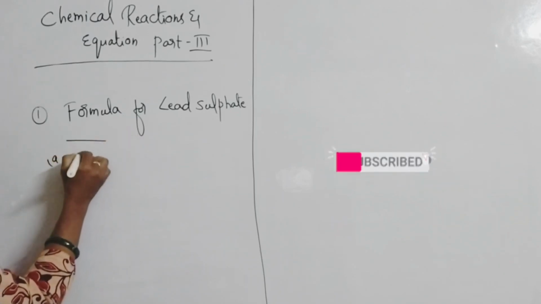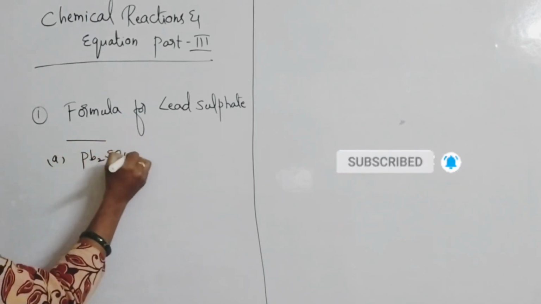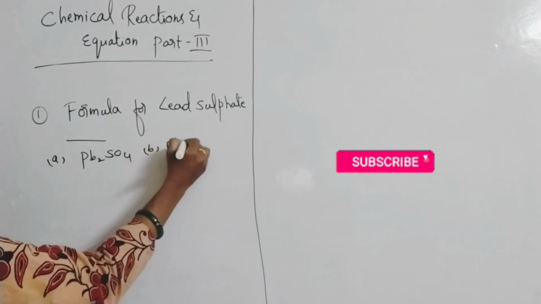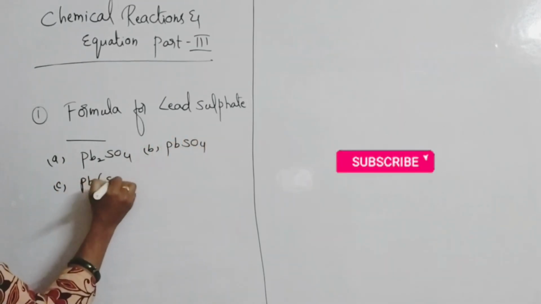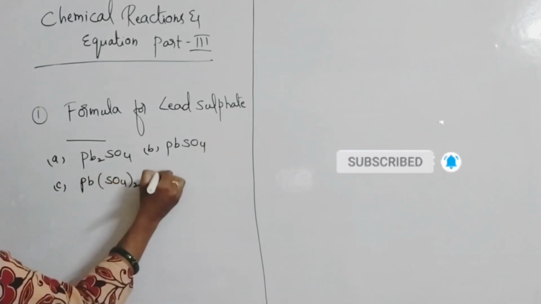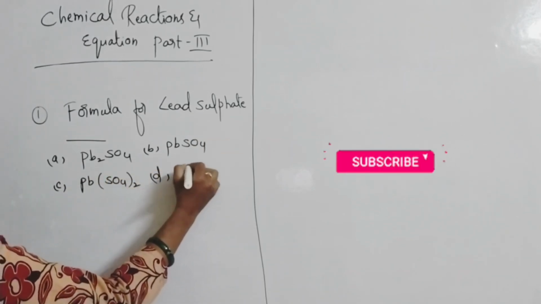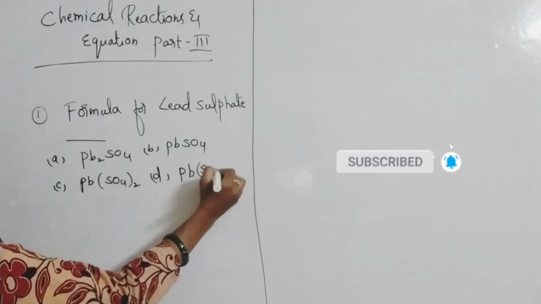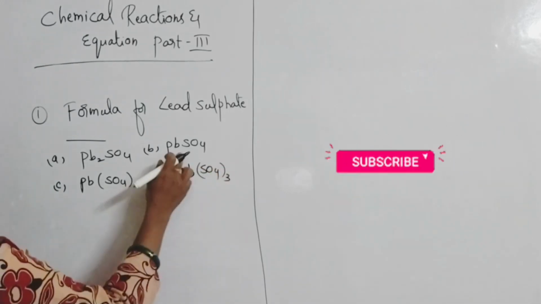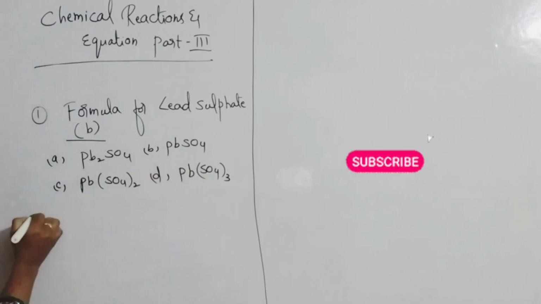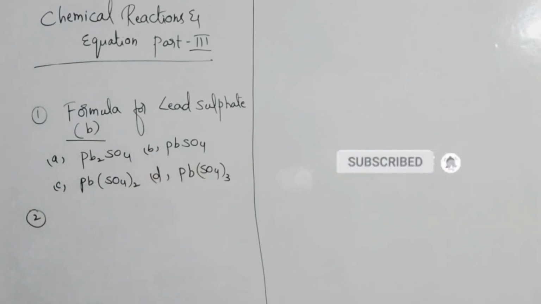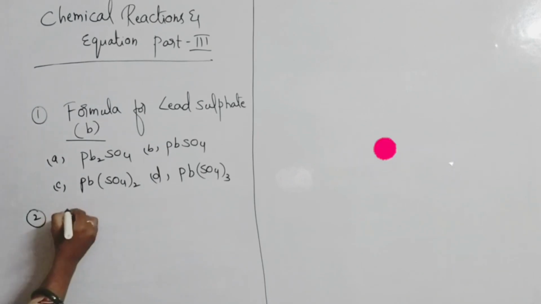Here options are given as A, Pb2SO4, option B, PbSO4, option C, PbSO4 taken twice, and option D, PbSO4 taken thrice. So the answer is B, PbSO4. The lead sulfate formula is PbSO4. Next question: which information is not conveyed by a balanced equation?